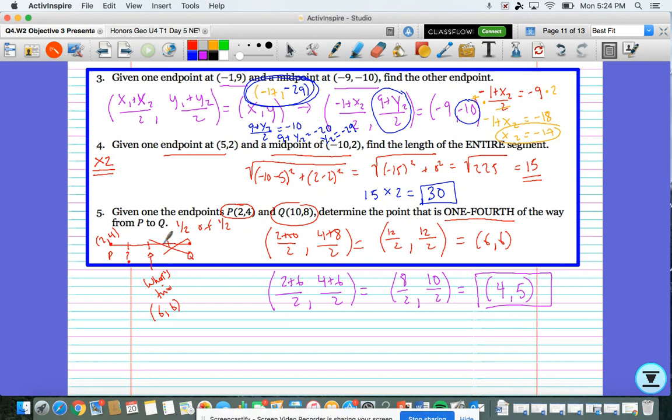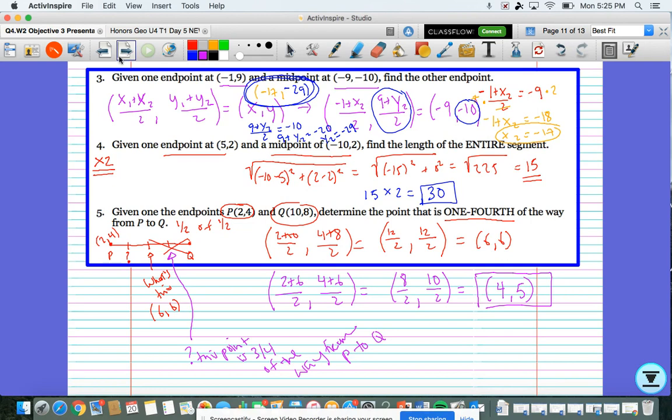What would my question have been if I wanted you to find this point? This point is 3/4 of the way from P to Q. So I could have asked that question as well, and you would have then taken the midpoint 6, 6 and found what is halfway between 6, 6 and 10, 8. Okay?